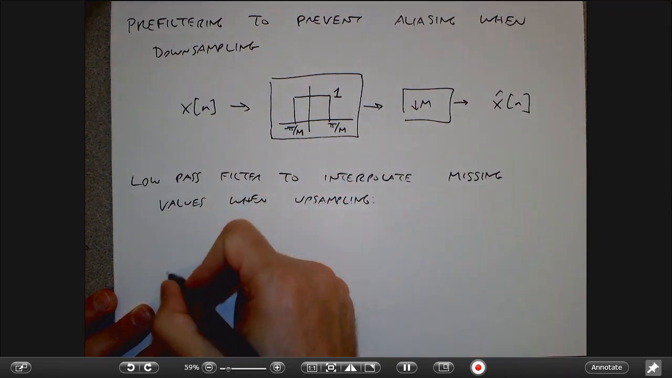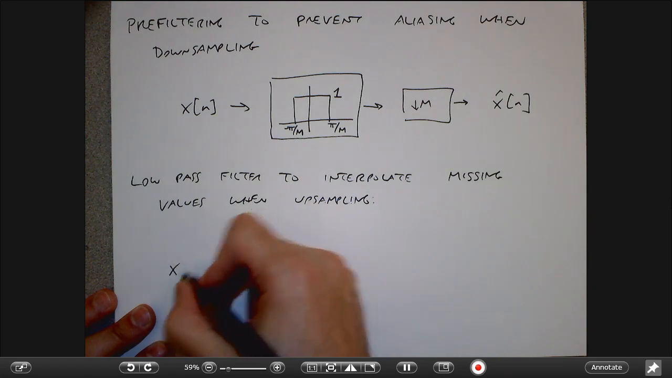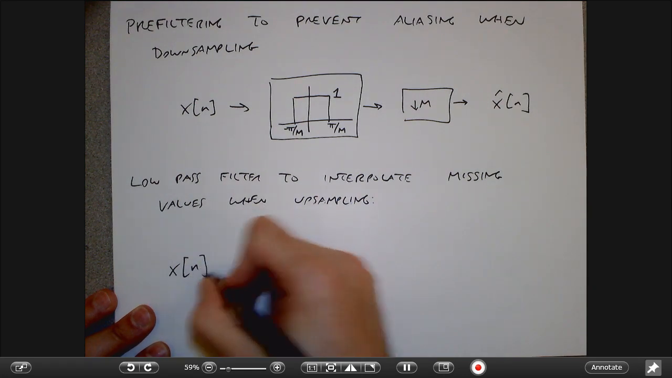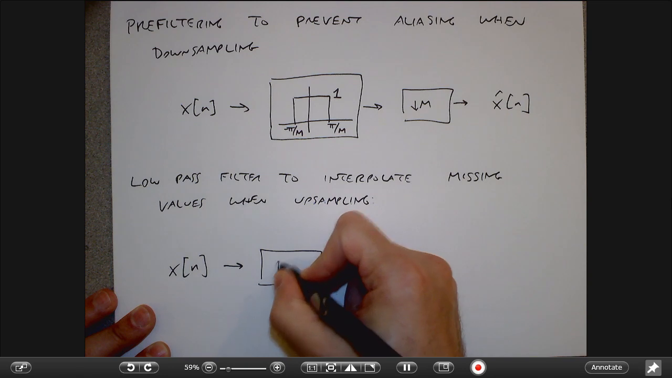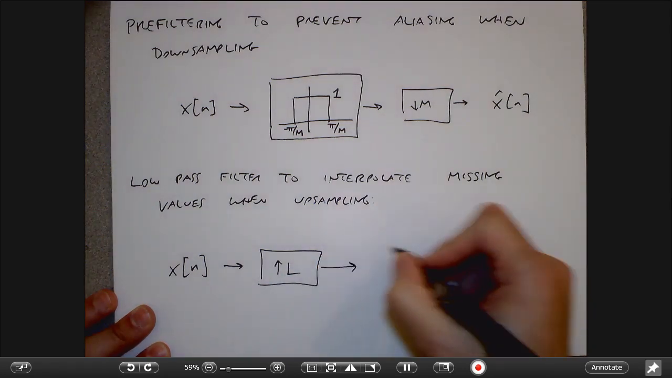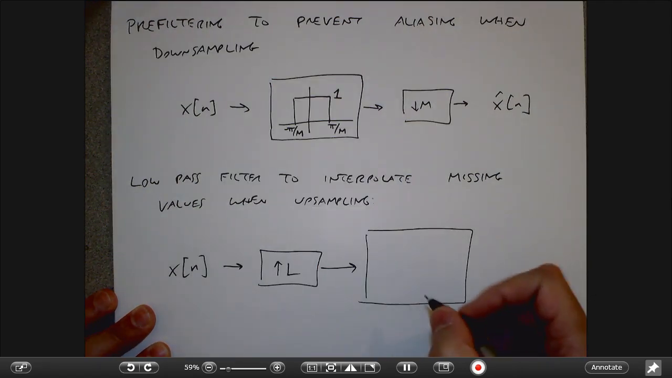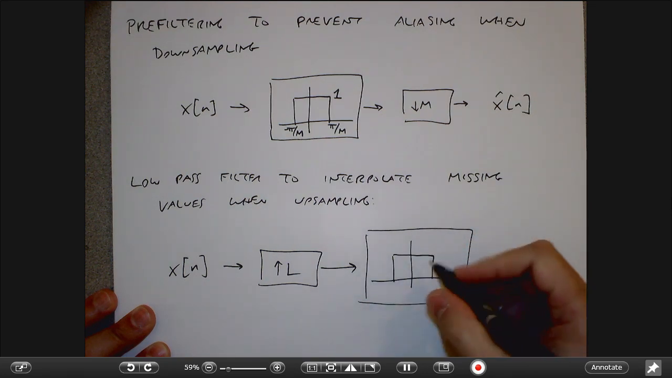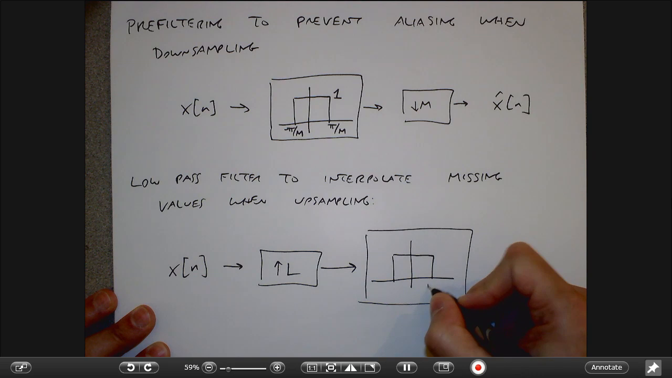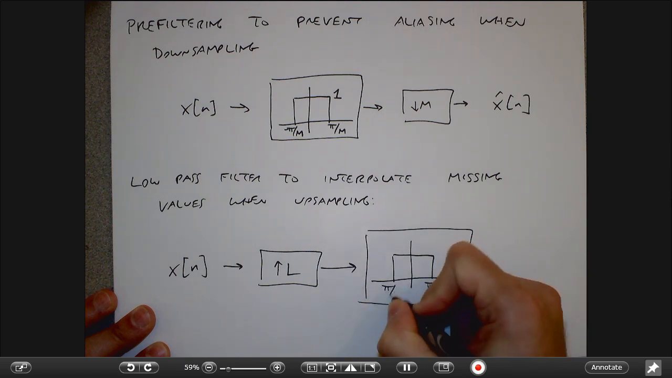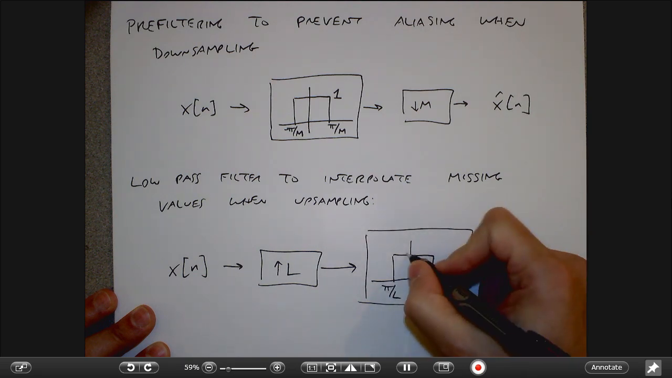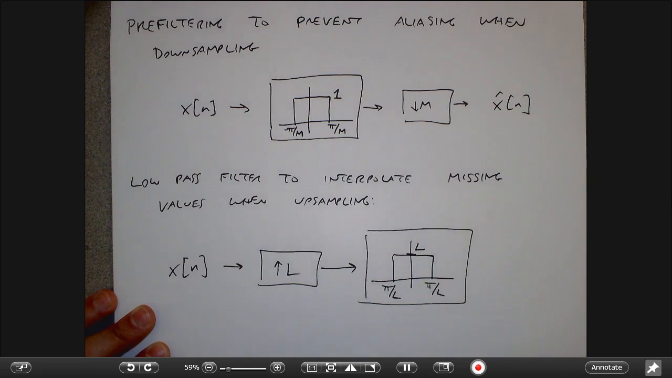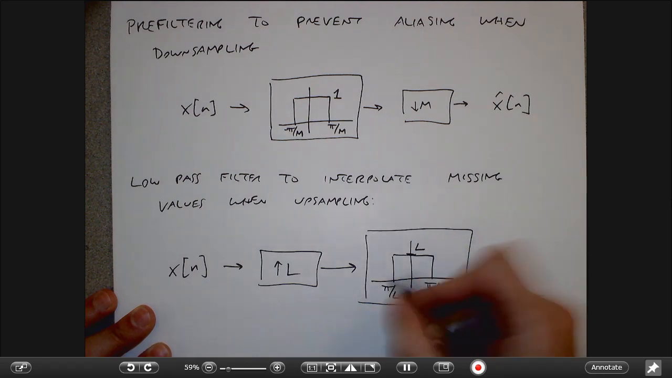Right? So if I wanted to upsample, what I would do would be to take my expanded signal, the one with the zeros in the middle, and then pass it through a low-pass filter. And that filter looks like this, where I have basically pi over L here, and there needs to be a gain on this filter to make sure that the copies have the right height after I do the process.